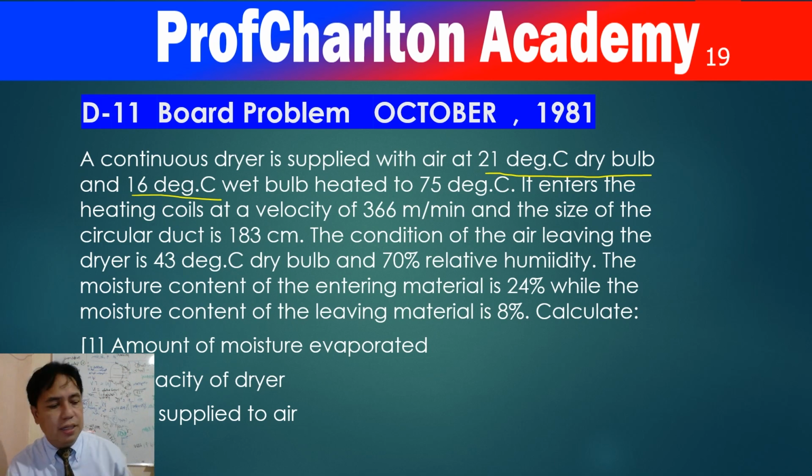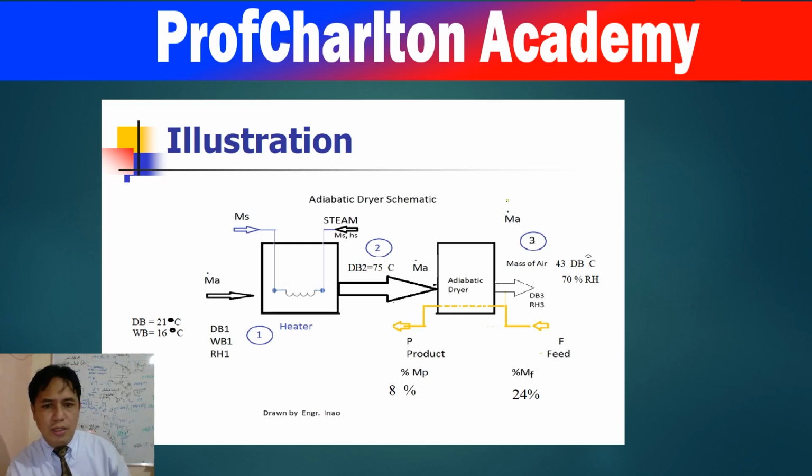Meaning after the heater, it becomes 75 degrees centigrade. So let me show you where that is in the diagram. Here we have the dry bulb and wet bulb, and after the heater, it becomes 75 degrees centigrade at point 2. These parameters are at point 1, before the heater. There's a mass of air here, and also a mass of air there. So the dry bulb after the heater is 75 degrees centigrade. I think we are clear on that.